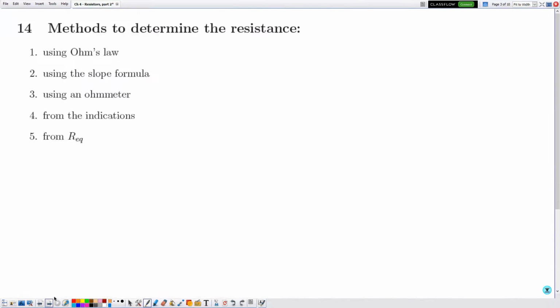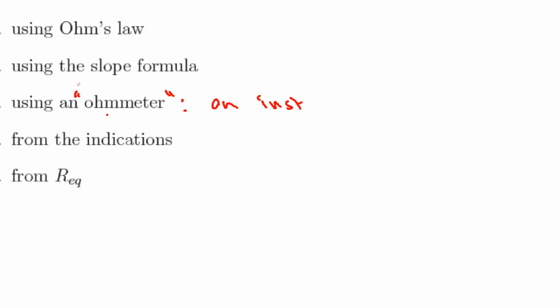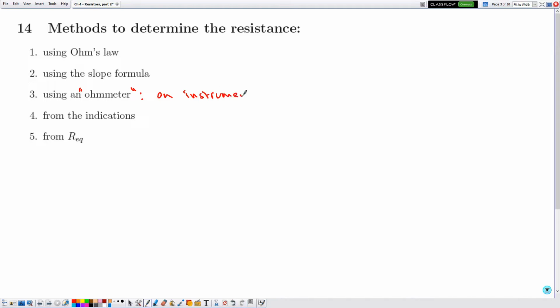Now let's move to section number 14. So now till this moment, what are the different methods that allows us to determine the resistor? So the direct method is using Ohm's law, another one using the slope formula. So the third one is using an ohmmeter. What is an ohmmeter? An instrument. So notice that this word can be split into two words, ohm and meter. Ohm stands for resistance and meter is an instrument. So it is an instrument that measures the resistor.